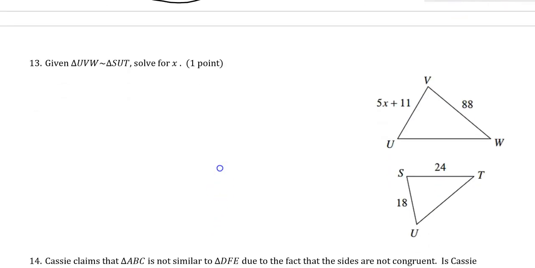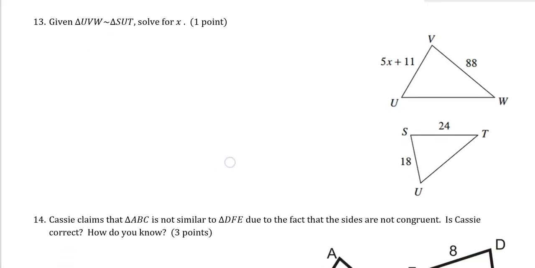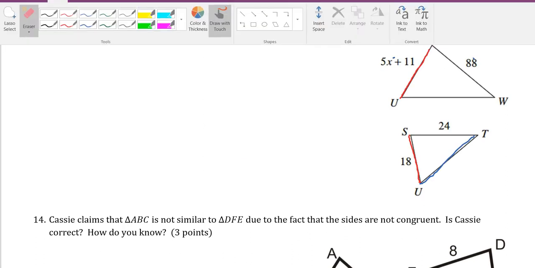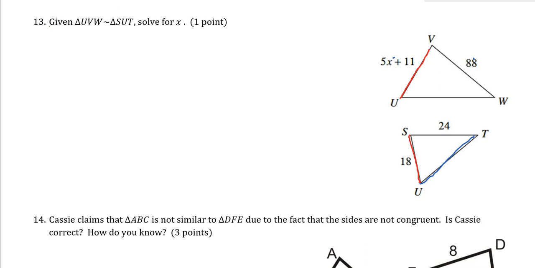All right, looking at number 13. I believe yours already has this typo fixed, but mine does not. So this triangle is named wrong. It should be triangle UST, not triangle SUT. Okay, that was just a typo, and like I said, I believe yours is already fixed.